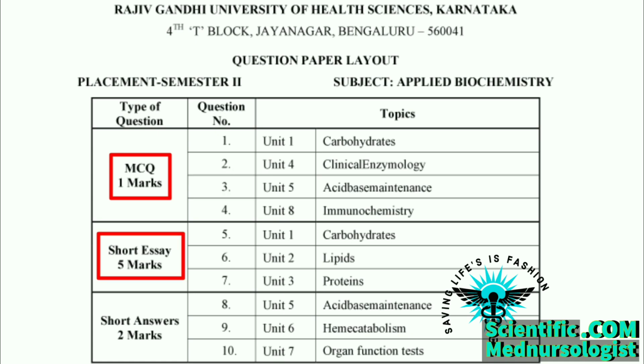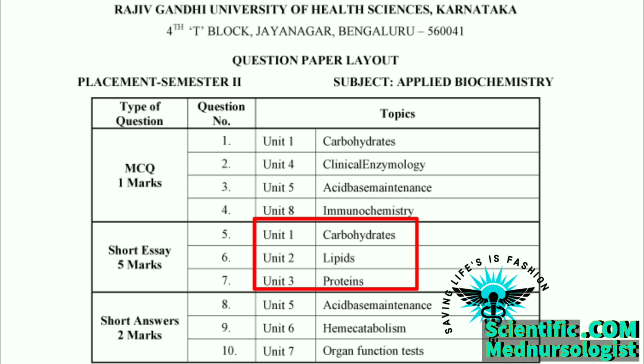So our first part, short essay part, which carries 15 marks, consists of mainly 3 standard questions. All of these 3 standard questions will be asked in your degree examination, and those 3 standard questions will contain only 1 ordinary question each from the unit of the particular standard question. And all the standard questions in this short essay part are: first standard question is Unit 1, that is carbohydrates. Second standard question is Unit 2, that is lipids. Third standard question consists of Unit 3, that is proteins.